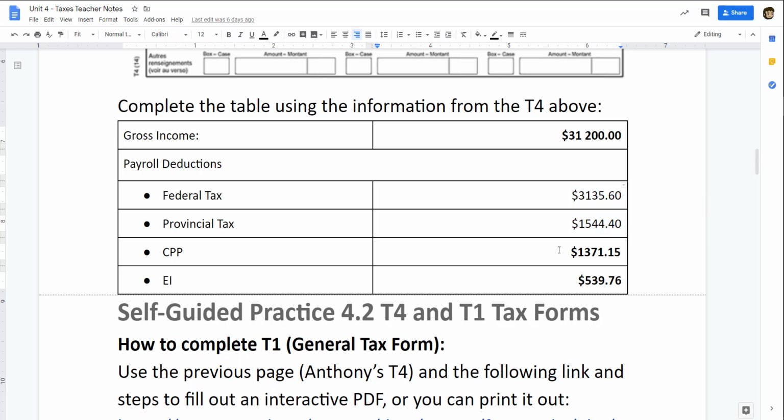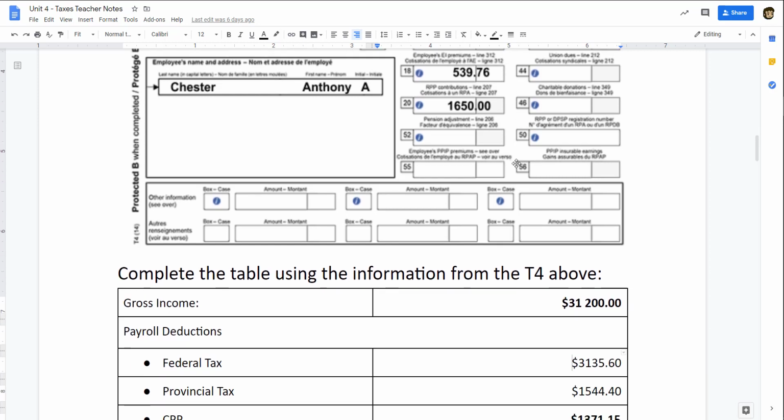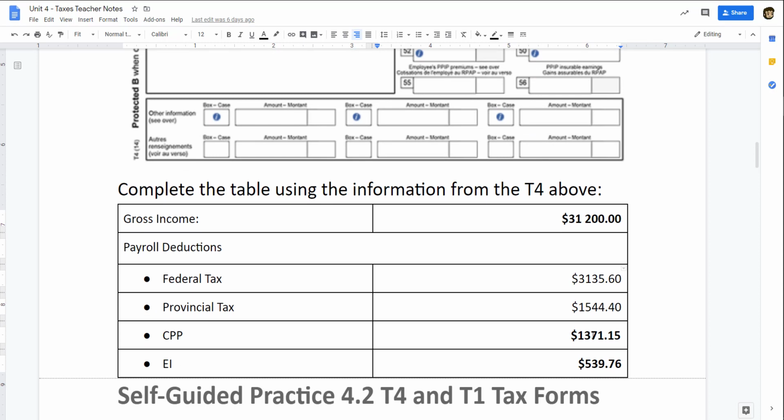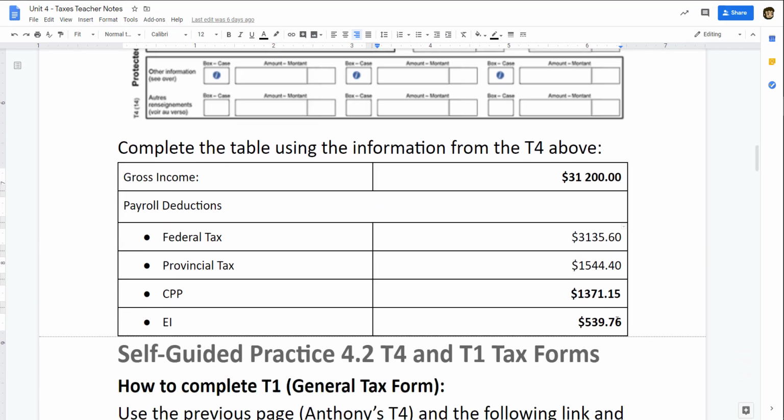So I just gave you those, but I do have you fill out the CPP. So we go back up here, we look around, we try and find CPP. Oh look, it says right above box 16, employee CPP contribution, so it's 1,371.15. EI, remember EI stands for employment insurance, so we scroll back up to find employment insurance. Oh look, box 18, employees EI premiums, right there. So then we're going to take that, throw it in there.